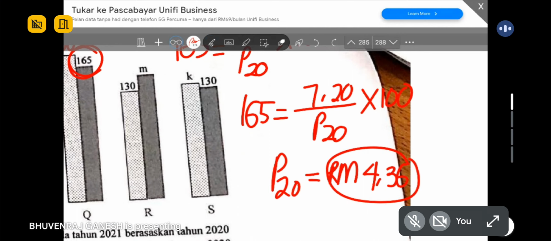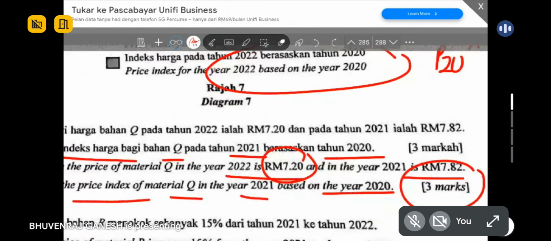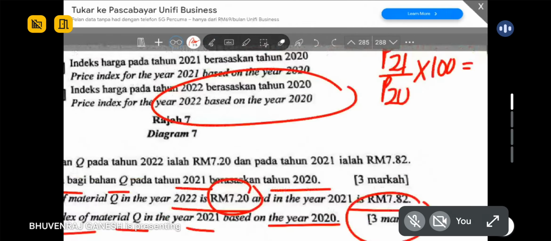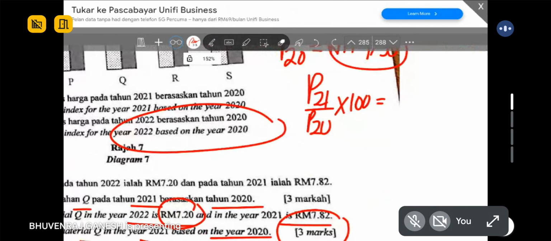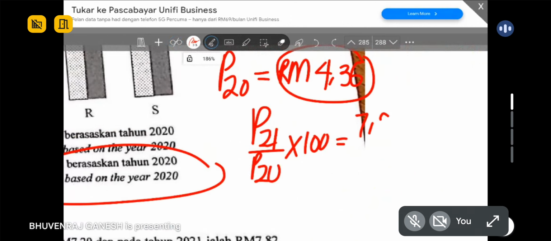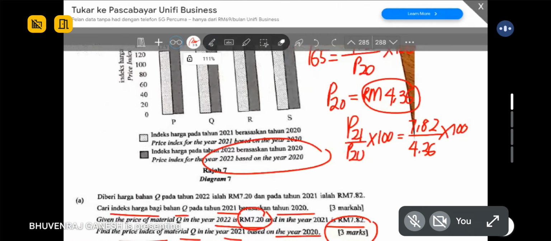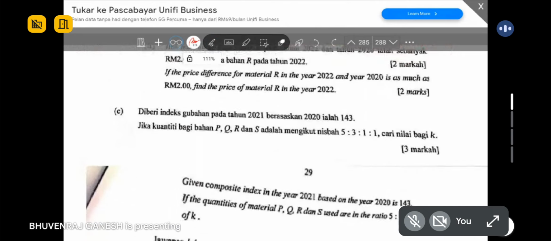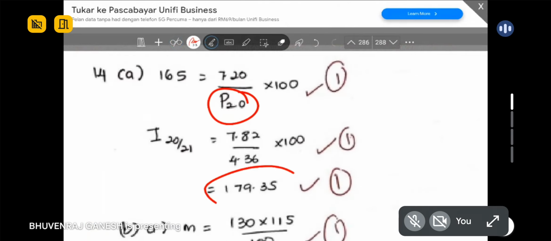Okay? So then you guys just use P21 over P20 times 100. Then boleh dapat jawapan. Because the question asks you 2021 based on 2020. So just substitute lah. 2021, 7.82 over 4.36 times 100. You get the answer. Jelas? So you must use the formula twice lah, guys. Kena buat 2 kali. So your answer is 179.35.